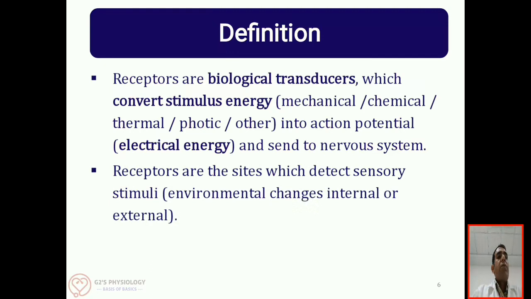So receptors are the sites which detect the sensory stimuli, that is environmental changes, internal or external. Now one more important point: the receptor is a part of the sensory system, so it always has an afferent, but yes, exceptions are always there. In the body there are a few receptors which have both afferent and efferent. Examples are the muscle spindle and the outer hair cell in the organ of Corti for hearing. So this is all about the definition of the receptor.